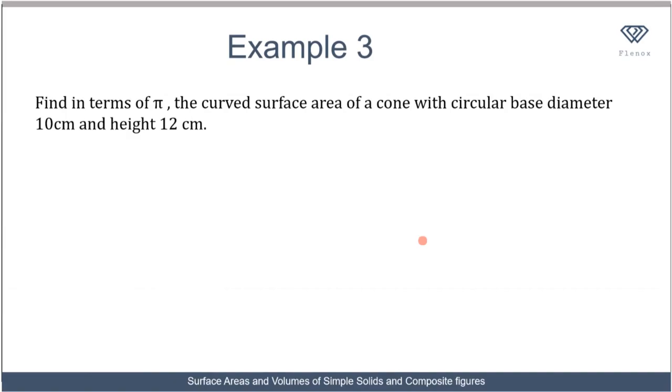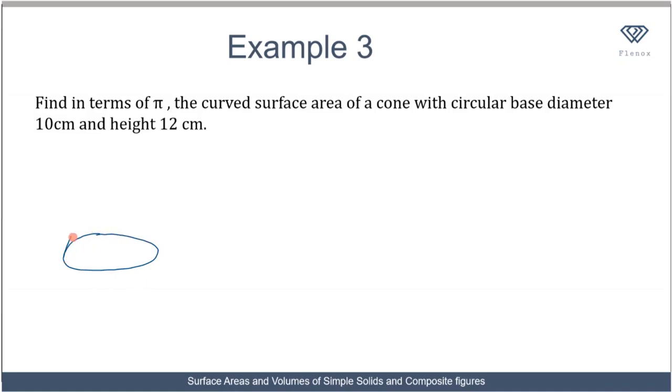Now in this next example, we are told to find, in terms of pi, the curved surface area of a cone with circular base diameter 10 centimeters and height of 12 centimeters. So we first want to sketch out the cone.